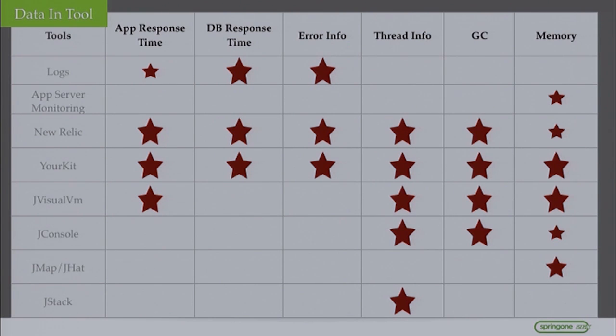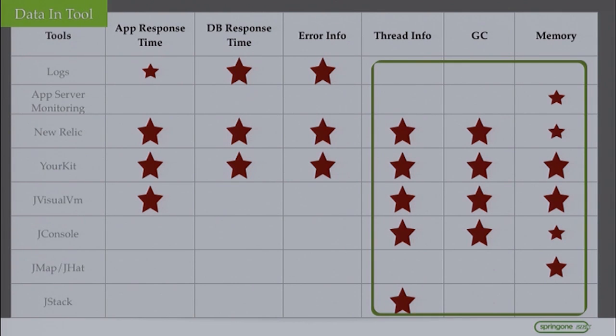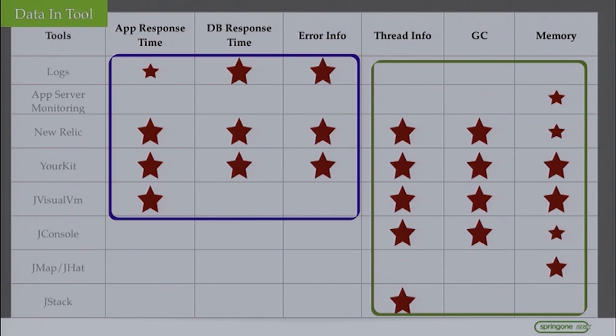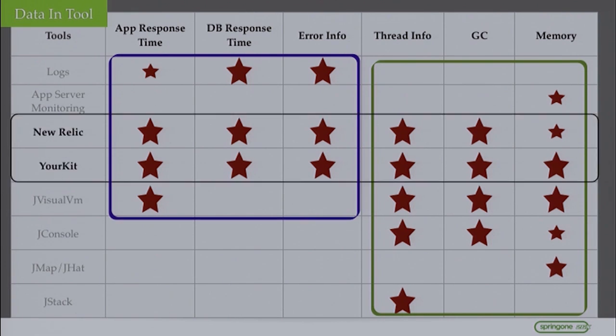So now we've gone through all of our tools, and here you can see we filled out our entire chart. You can see that there are a lot of tools that provide you that thread info, GC, and memory information. And there are a couple of tools that provide you app response time, DB response time, and error information. And there are two tools, NewRelic and YourKit, that actually have a star in every row.